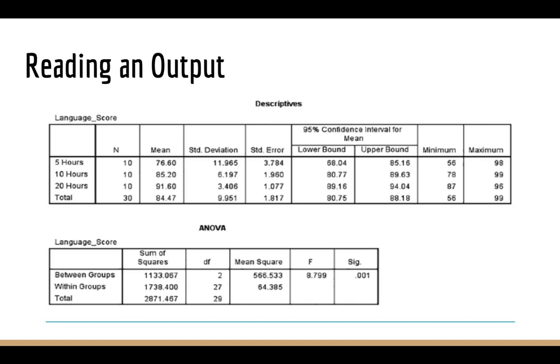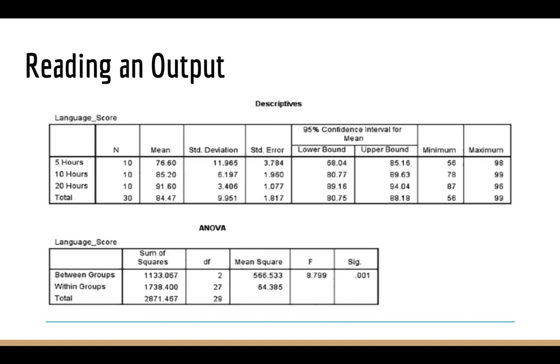Now you see that the group for the 5 hours of preschool had a mean of 76.6 and a standard deviation of 11.9. For the 10-hour group, they had a mean of 85.2 and a standard deviation of 6.19. And the 20-hour group had a mean of 91.6 and a standard deviation of 3.4. So you can tell just by looking at the means, it seems like the groups that spent more time in preschool did have a higher language score. But was that difference significant?